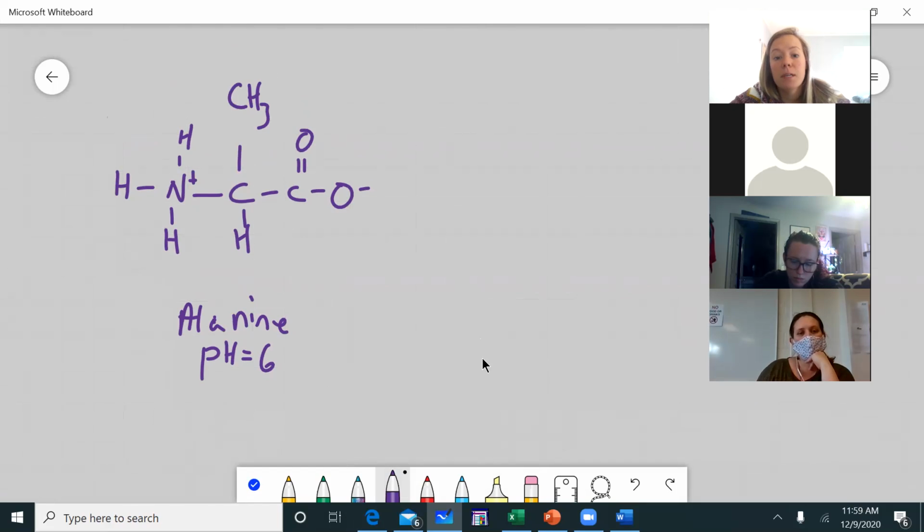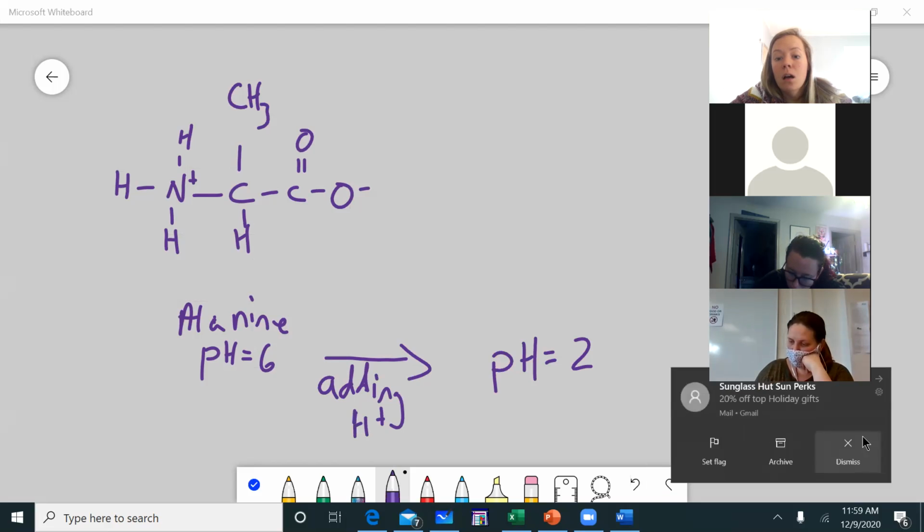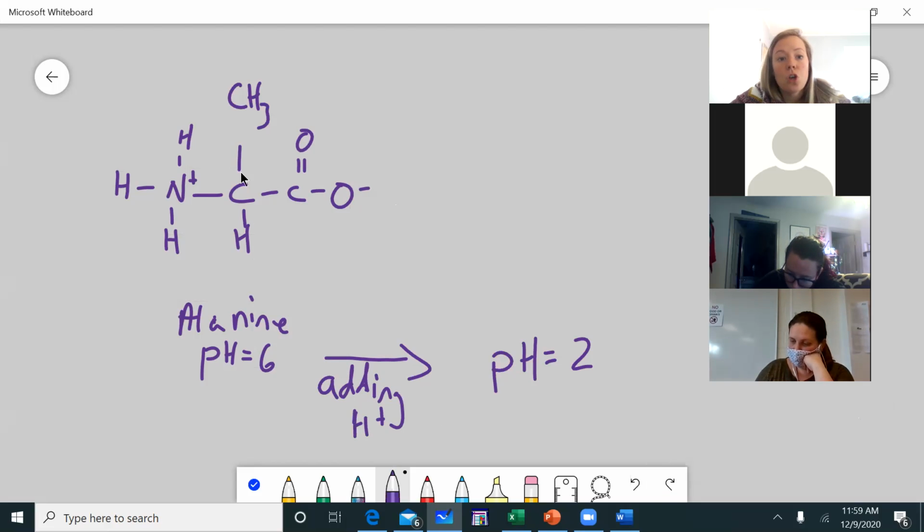Okay. If I go to a pH of 2, what is happening here? Are we adding H plus or are we subtracting H plus? We are adding H plus because it's acidic. So where on this structure can I stick an H? The only place I can stick an H is right here.